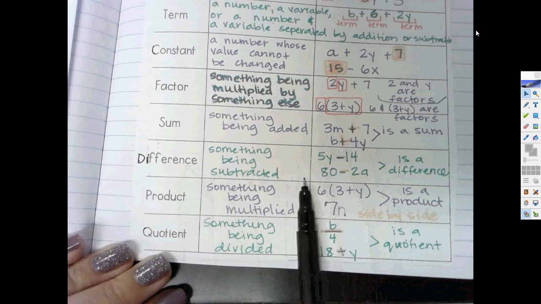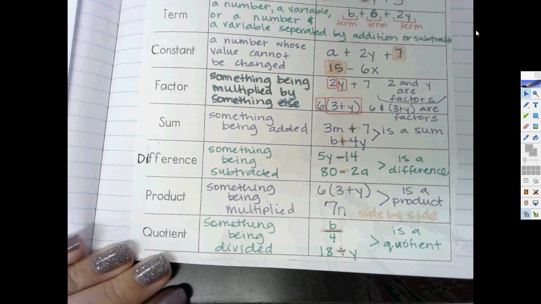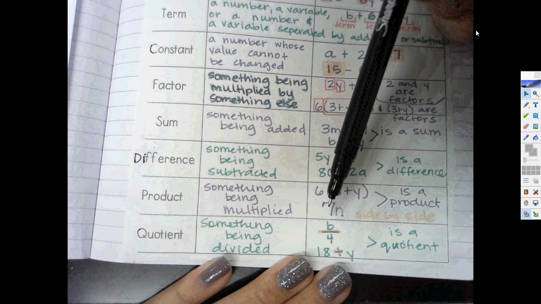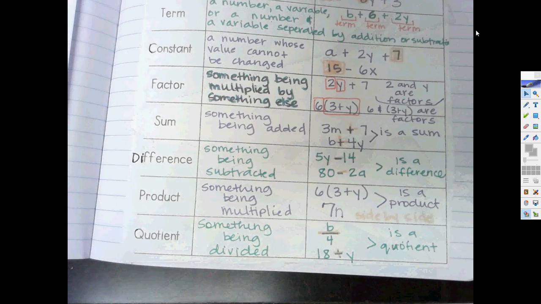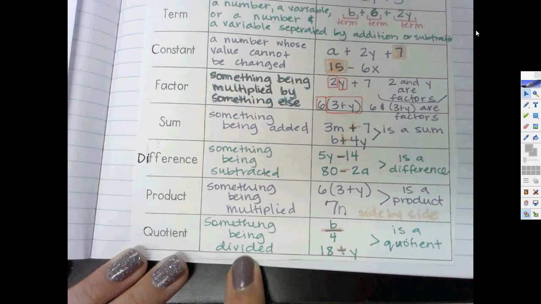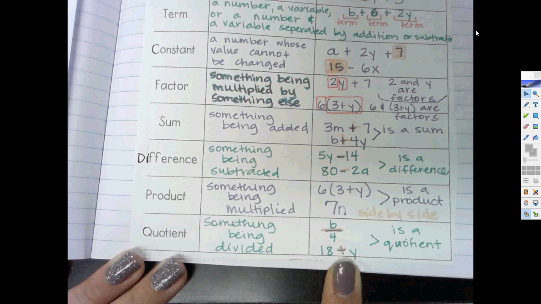A difference is anything being subtracted. A product is something being multiplied. So like 7n is a product because I'm multiplying those two things together. 7 is a factor, and n is a factor, and they are being multiplied together to give me a product. Finally, a quotient is something being divided. So that could be in the form of a fraction. b divided by 4, that's a quotient. Same thing here, 18 divided by y.